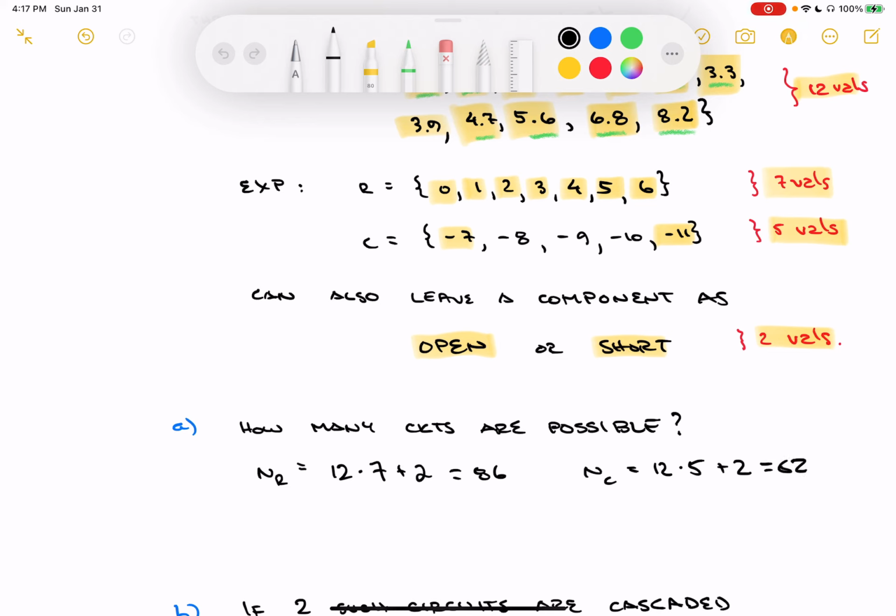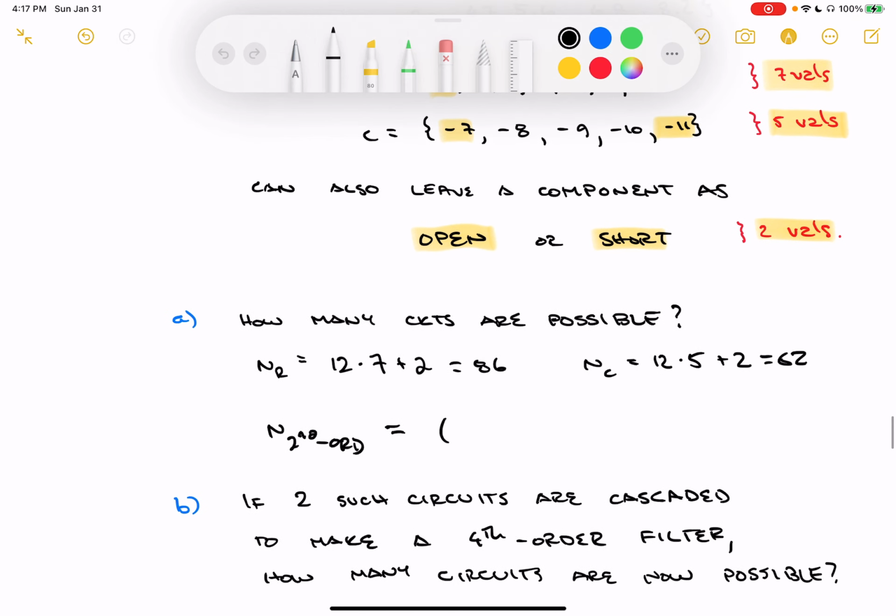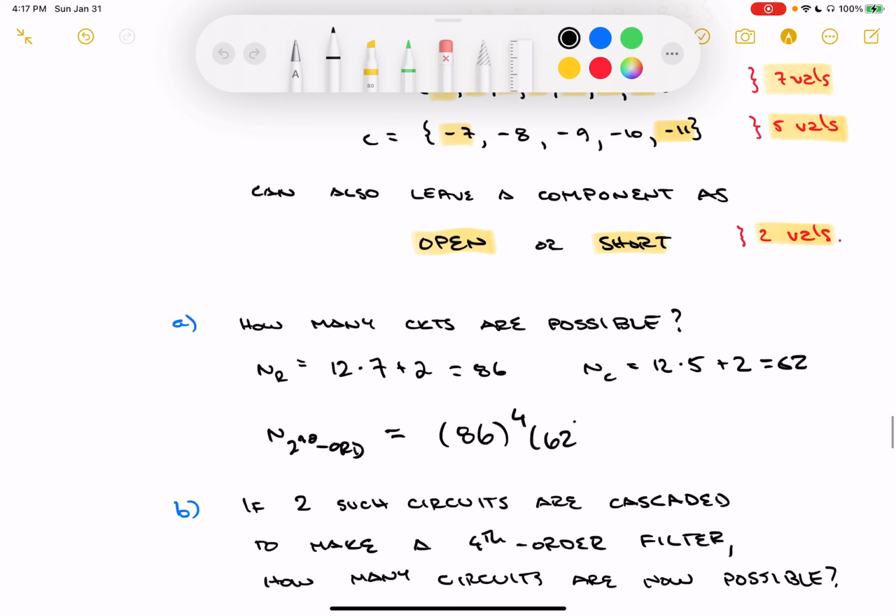So if I want to know the number of these second order circuits, what am I going to get? There are 4 resistor pieces. Each one can be chosen independently, right? And so through rule of product again, I get the choices for my resistors raised to the 4th. For the first resistor there are 86 choices, then 86 choices for the second one, and so forth. So that's 86 to the 4th. And then I'm going to have 62 squared because there are only 2 capacitors in there. If I do that, that's approximately 2.1 times 10 to the 11 circuits.